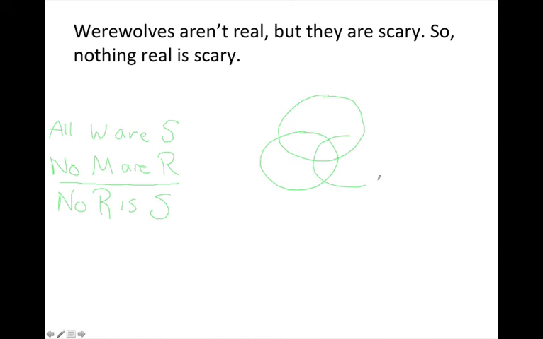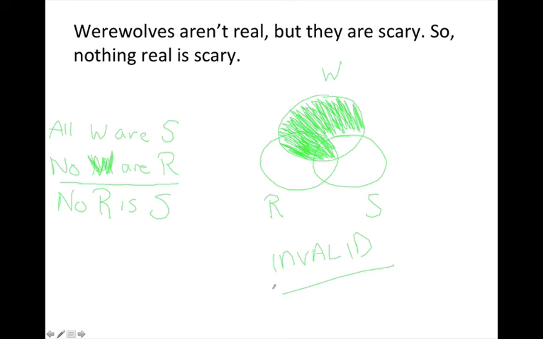All right, let's diagram. Werewolves is our middle term. I wrote M for middle term, but I meant to use W for werewolves. Real, scary. Okay, doesn't matter which we diagram first because both premises are universals. All werewolves are scary. I know you're gonna miss my diagrams after this class is over. Just artistic genius. No werewolves are real. What do you think? Valid or invalid? Invalid. Why? Because if the argument were valid, this whole area of overlap between real things and scary things would be shaded, but it's not. So the argument is invalid.